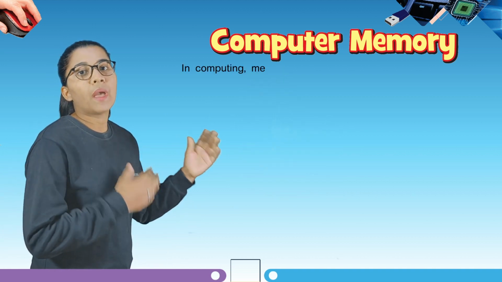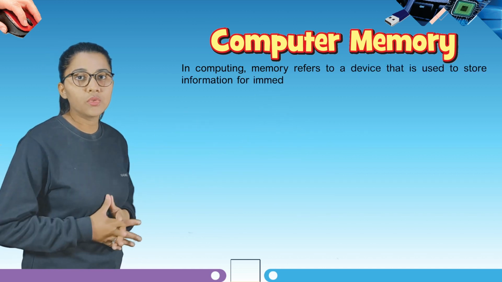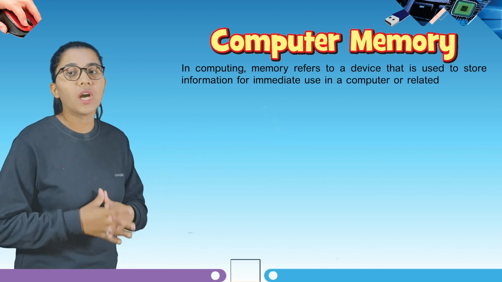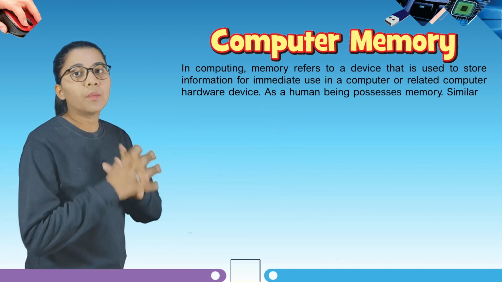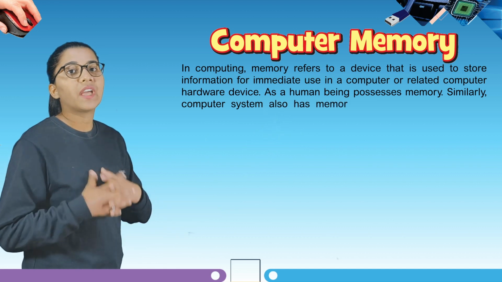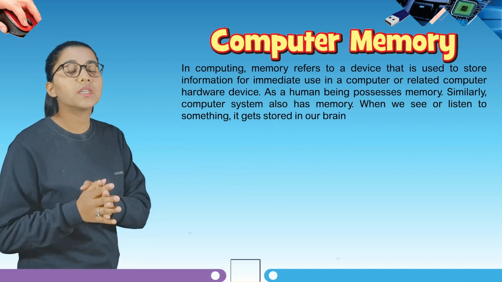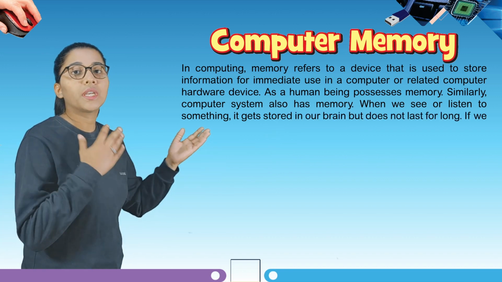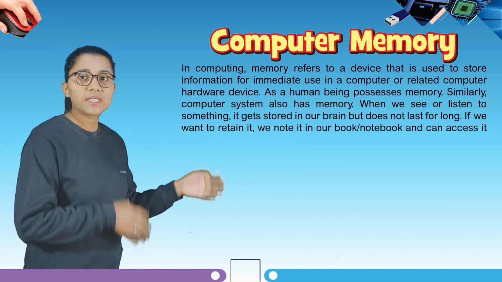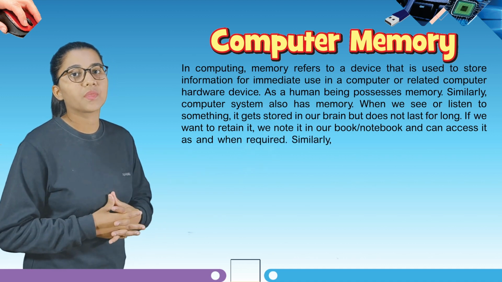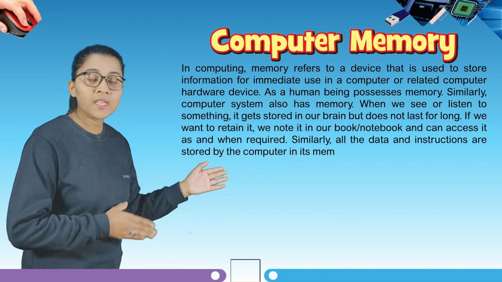In computing, memory refers to a device that is used to store information for immediate use in a computer or related computer hardware device. As a human being possesses memory, similarly, the computer system also has memory. When we see or listen to something, it gets stored in our brain but does not last for long. If we want to retain it, we note it in our books or notebooks and can access it as and when required. Similarly, all the data and instructions are stored by the computer in its memory.